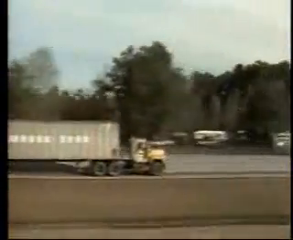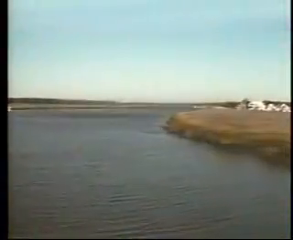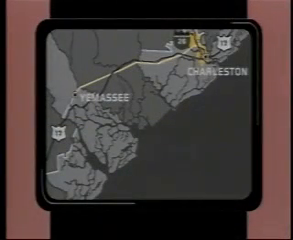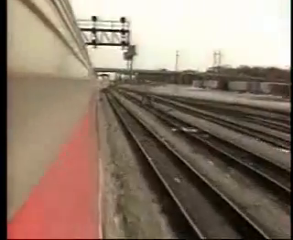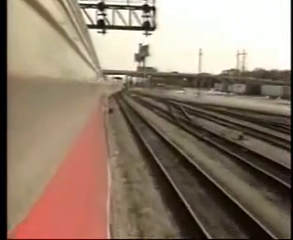Bye-bye so long. Well, so far on our journey, we've crossed the Ashepoo, the Combahee, and the Ashley rivers, and we've seen all sorts of different types of landscape. Marshlands, swamplands, forests, and we've also run parallel to Highway 17 and went under I-26. And now we're just about here in Charleston, so the old 50-minute man has to get off the train.